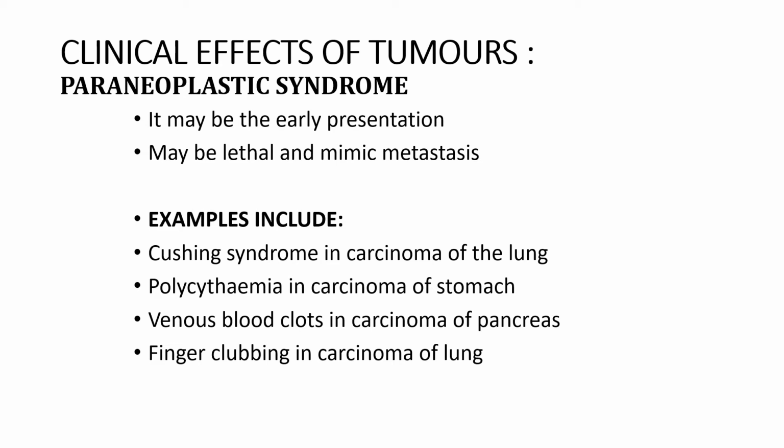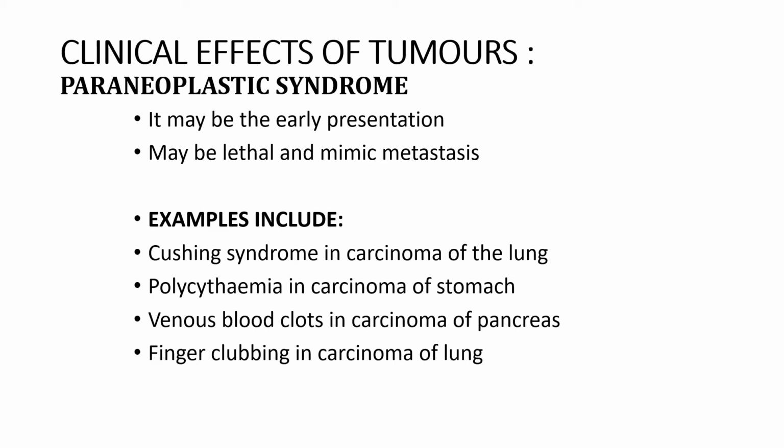Examples of paraneoplastic syndromes include Cushing syndrome in carcinoma of the lung. Remember, the lung doesn't usually produce hormones, yeah? And cortisol that causes Cushing syndrome is usually produced by the adrenal cortex. But when we have cancer of the lung, the lung tissue suddenly develops the ability to produce a hormone that can stimulate the adrenal cortex to produce cortisol, hence producing a Cushing syndrome.